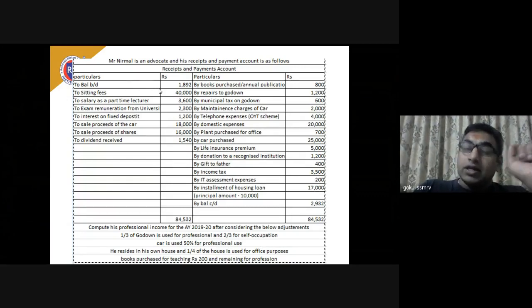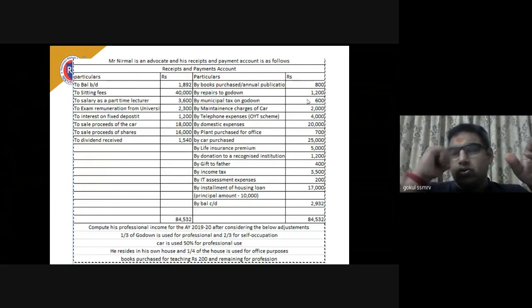Okay. Interest on fixed deposit, definitely not part of your professional receipts. Sale proceeds of car, definitely not. That is a capital gain. Then sale proceeds of shares also doesn't become part of your professional receipts. And then dividend received comes under other sources, so you don't have to bother about it. So the only thing that I have taken here is the sitting fees. Okay, and then let us go back to what are these professional expenses.